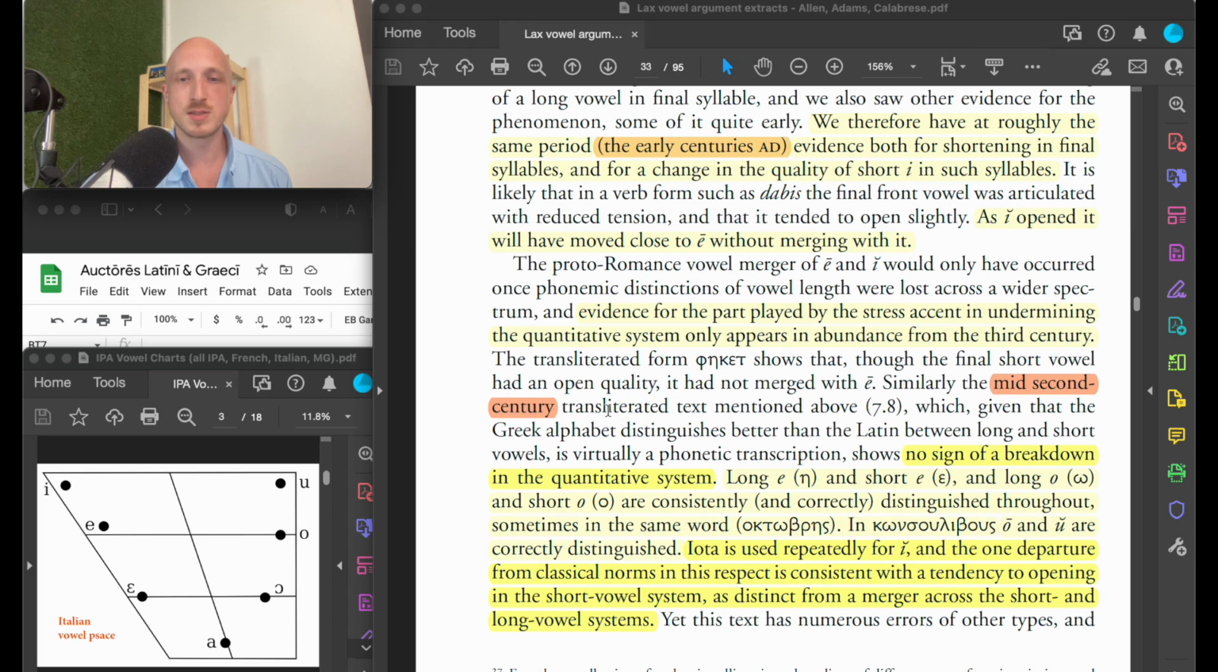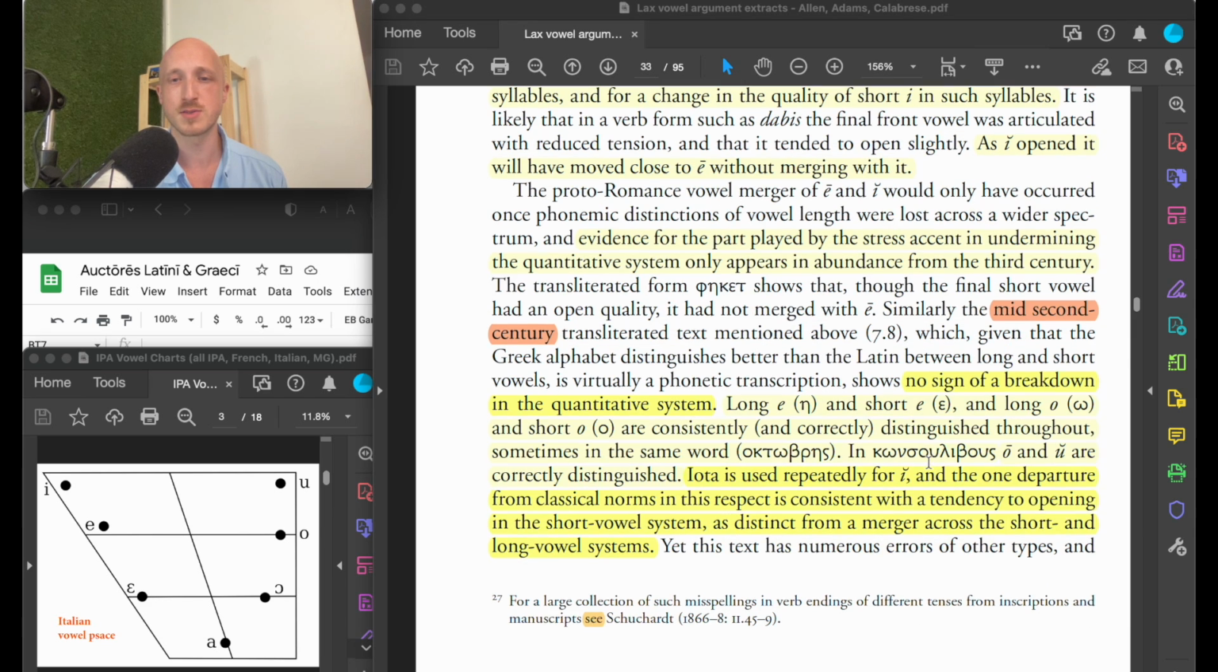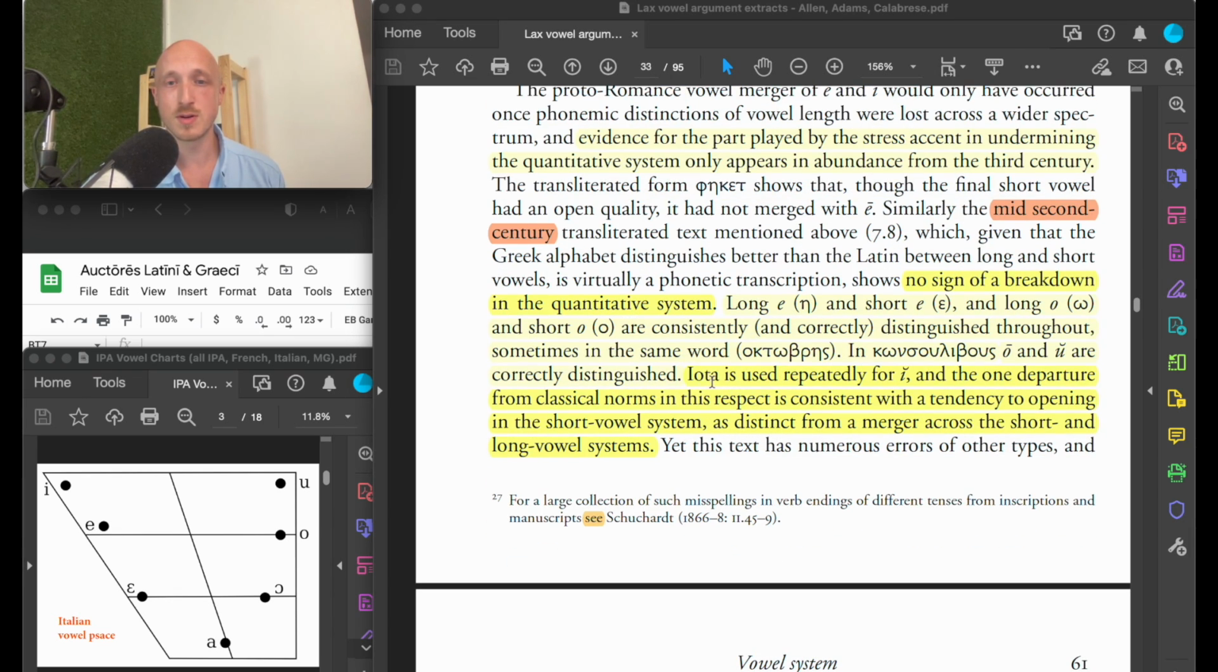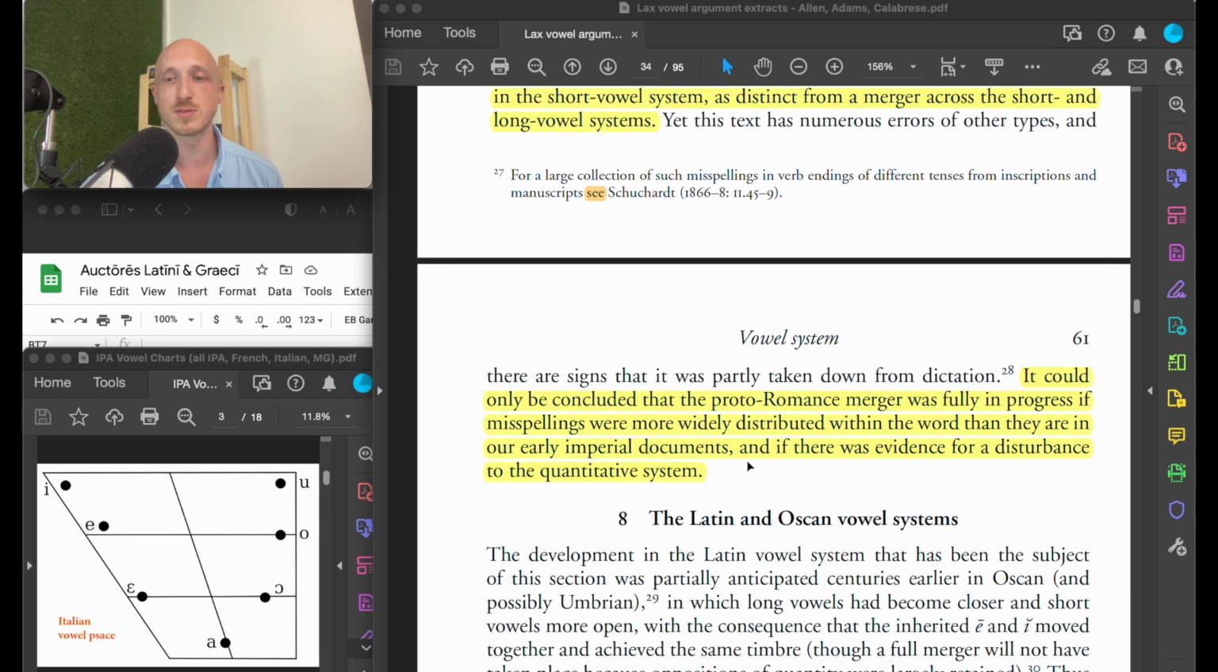Similarly, the mid-century transliterated text above, which, given that the Greek alphabet distinguishes better than Latin between short and long vowels, is virtually a phonetic transcription and shows no sign of a breakdown in the quantitative system. So that's very interesting. And he talks about that a bit more. Iota is repeatedly used for E, though. That's interesting. And the one departure from the classical norms in this respect is consistent with the tendency to opening in the short vowel system as distinct from a merger across the short and long vowel systems. Okay, so there's no merger going on.